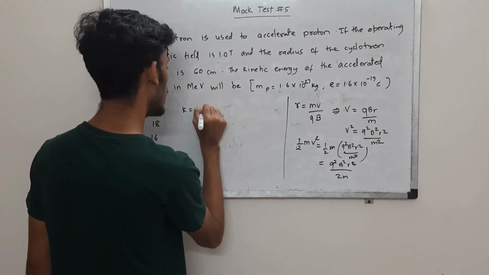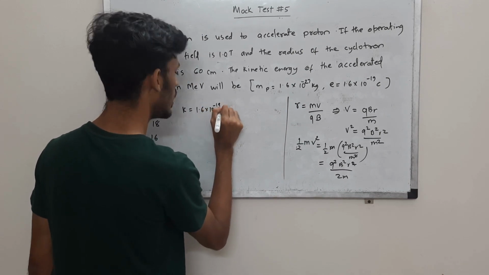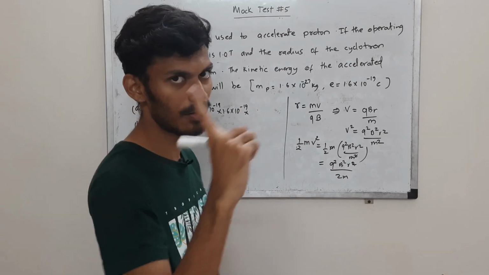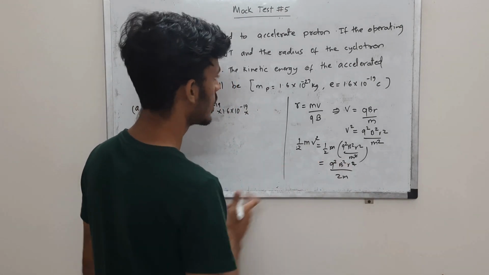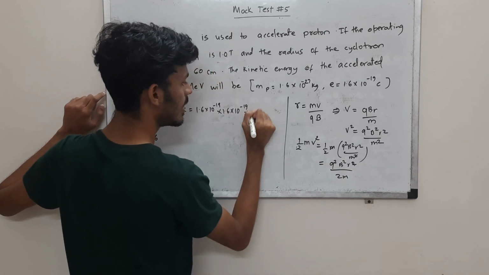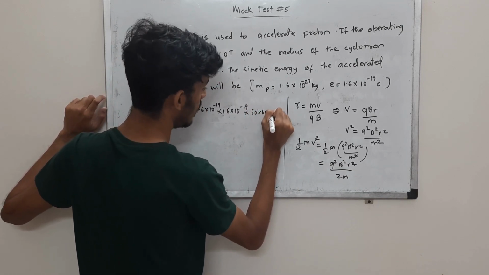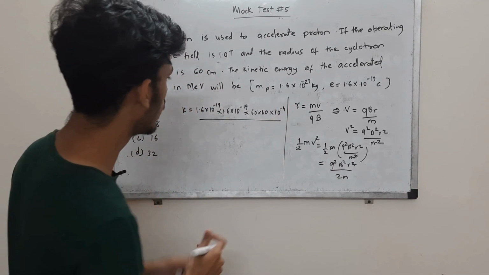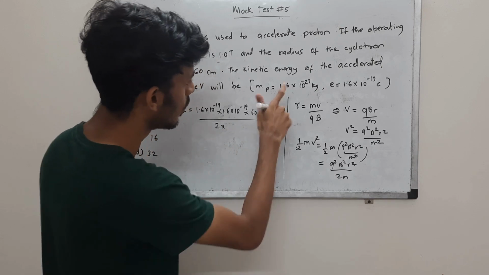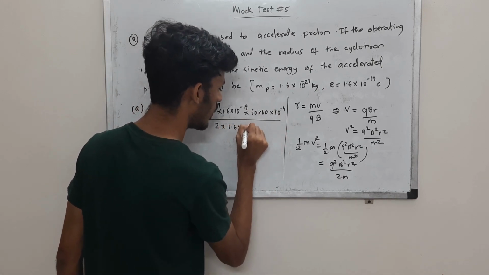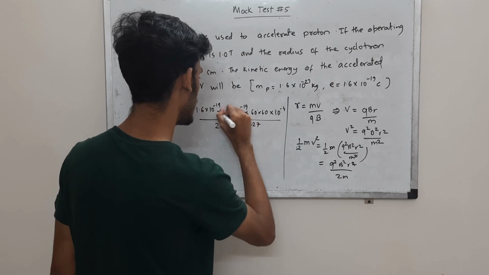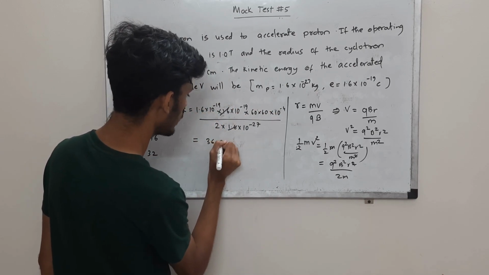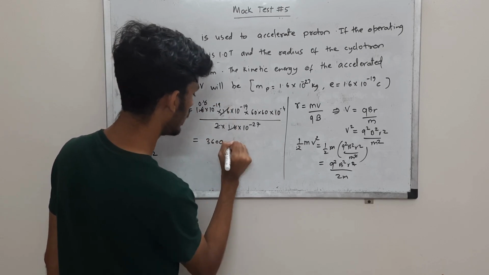So q square will be 1.6 into 10 to the power minus 19 into 1.6 into 10 to the power minus 19. B square, 1 Tesla, 1 square is 1. r square, radius is 60 centimeters, 60 into 60, centimeter square, which is 10 to the power minus 4 meters square. Now in the denominator we have 2 times the mass of proton, which is 1.6 into 10 to the power minus 27. This and this can get cancelled. This is 3600, this will be 0.8, right?